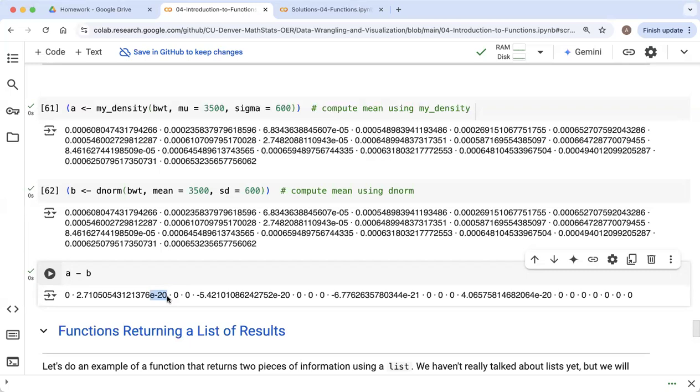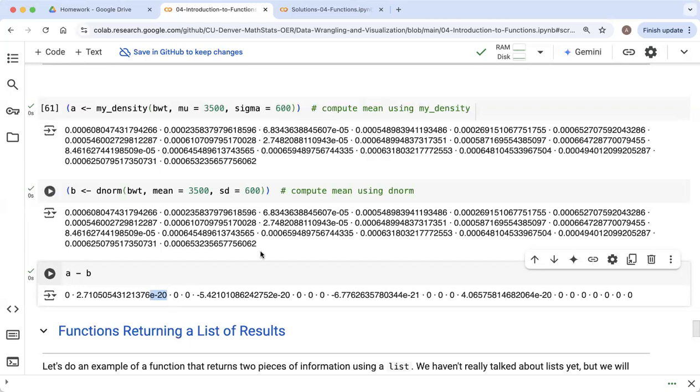The density function that we wrote is giving us the same values as the dnorm function is, at least out to about 21 decimal places. So that's a great job. Our density function is doing the same. I'm convinced that we've got accurate calculations. We've coded our density function just fine.